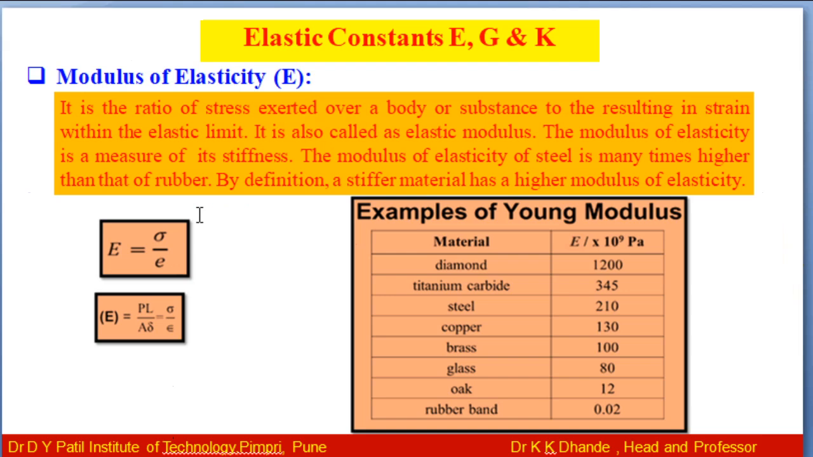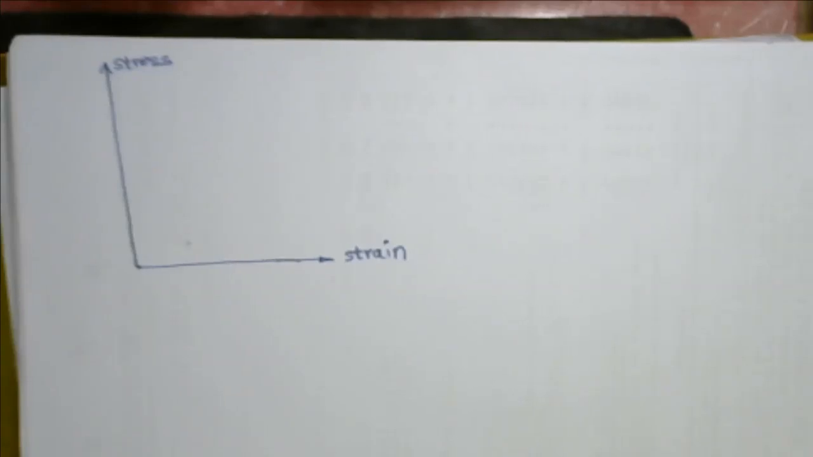Now come to the points: elastic constants, modulus of elasticity, modulus of rigidity, and bulk modulus. Now before that, we will discuss some points, that is modulus of resilience and modulus of toughness.